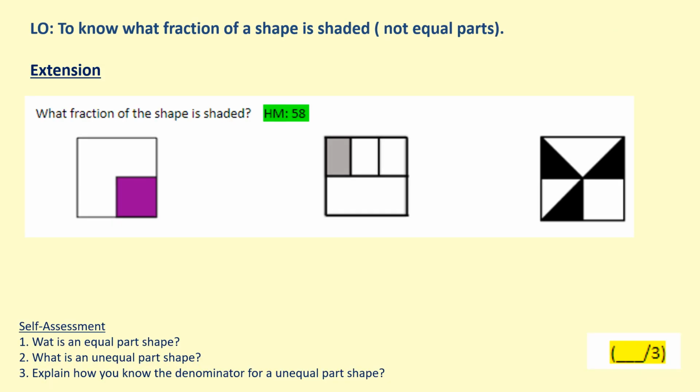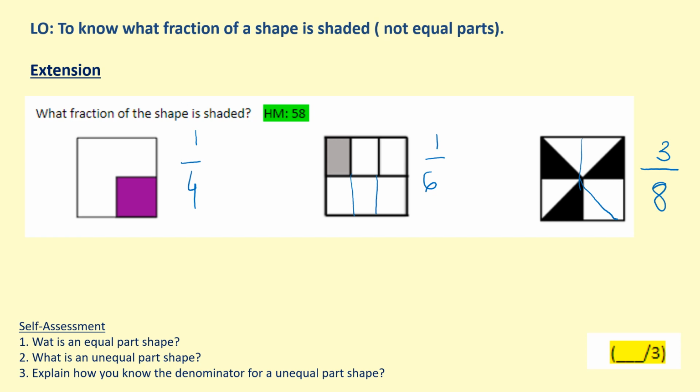Okay, so in here we've got an extension activity. So answer these 3 questions. What part of the fraction is shaded? So in here you should have a quarter, in here you should have 1 out of 6, and in here you should have 3, 1, 2, 3, 4, 5, 6, 7, 8, 3/8.